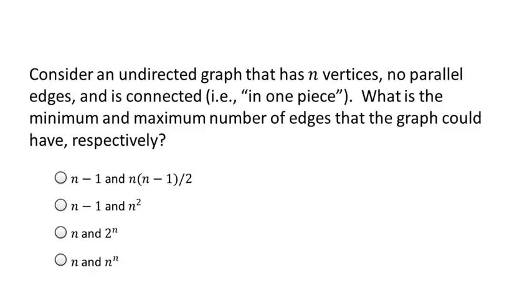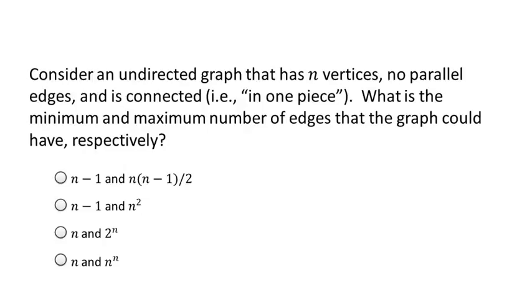Now, I haven't formally defined what it means for a graph to be connected yet, but I hope you get the idea. It means it's in one piece. You can't break it into two parts that have no edges crossing between them. So for such a graph, no parallel edges, in one piece, n vertices, think about what is the minimum number of edges it could possibly have, and what is the maximum number of edges as a function of n that it could possibly have.